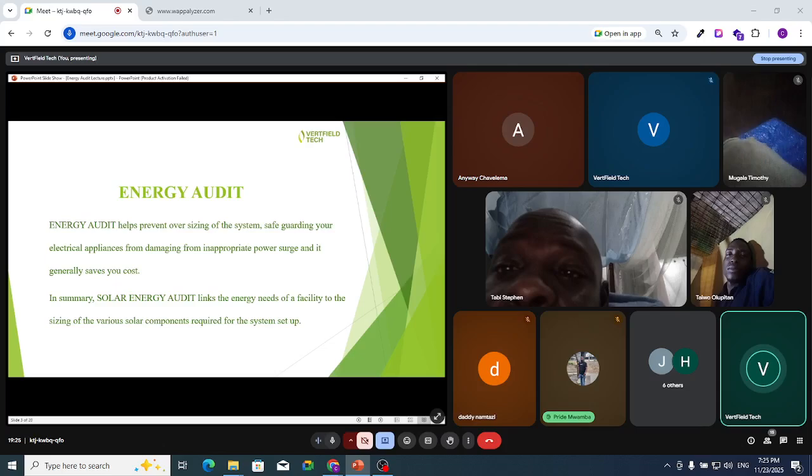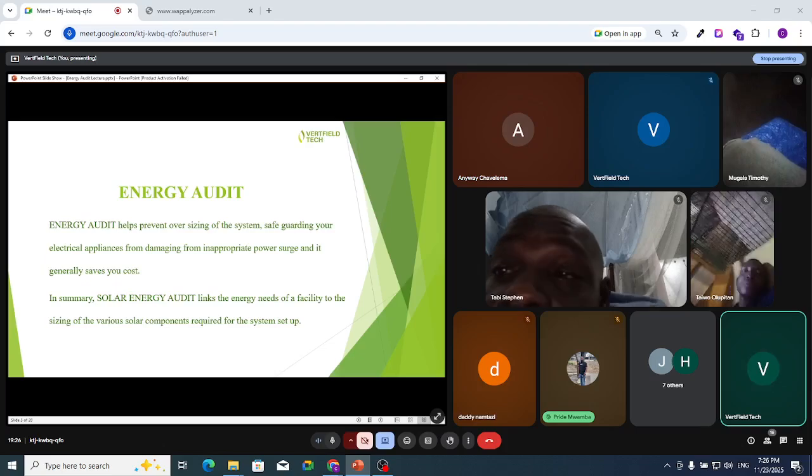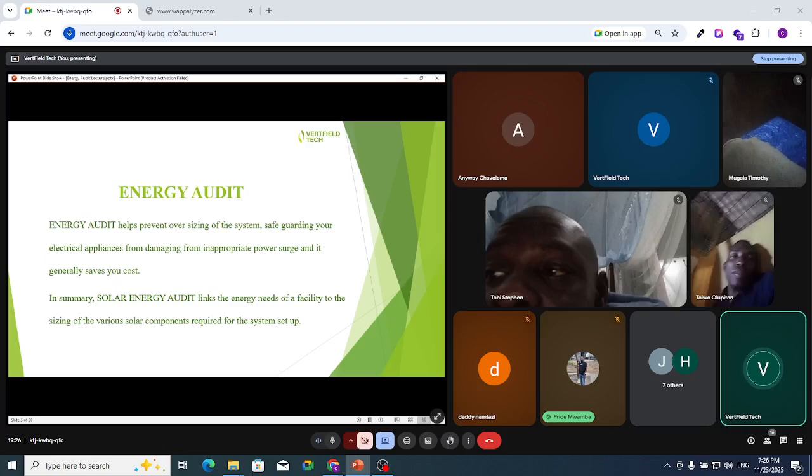Now, this next slide is telling you basic things that the energy audit does for you. On my screen, you can see that energy audit does basically three things for you. One, it helps you to prevent oversizing of your system. Two, it acts in terms of safety. And three, it also generally saves you cost. Now, let us connect item 1 to item 3, and then we can leave the middle item for a later discussion. The item 1 I'm talking about here is that the energy audit prevents you from oversizing your solar system and generally saves you cost.